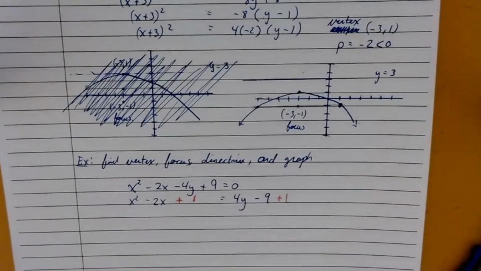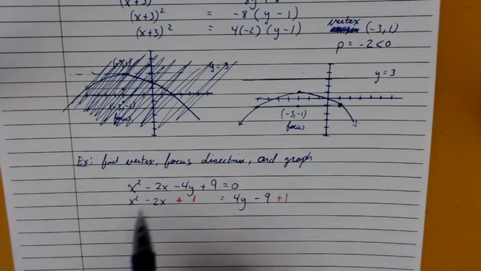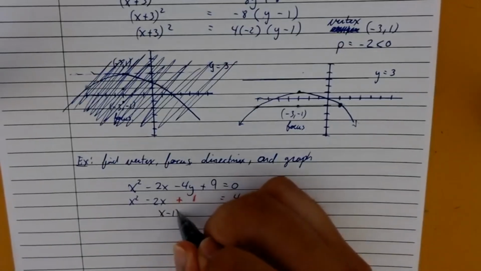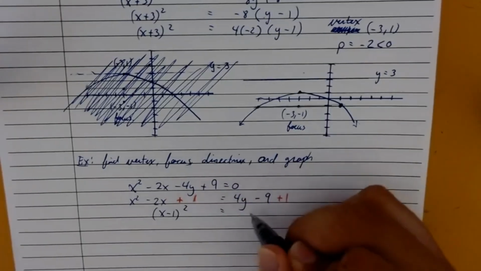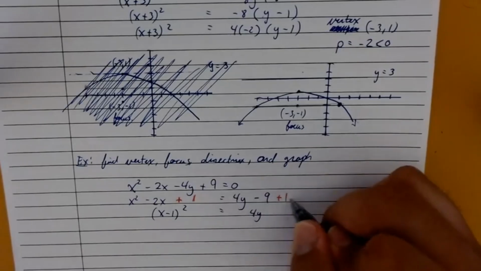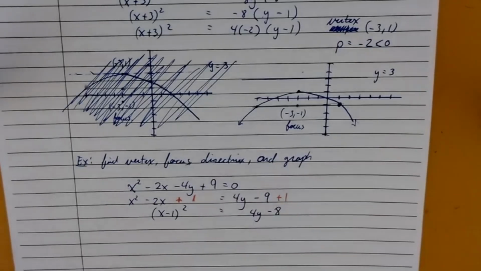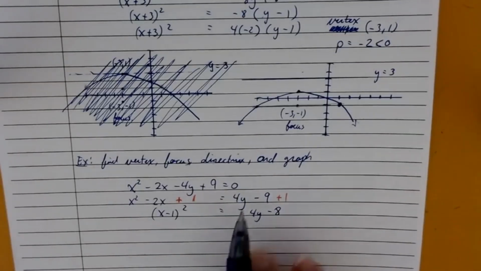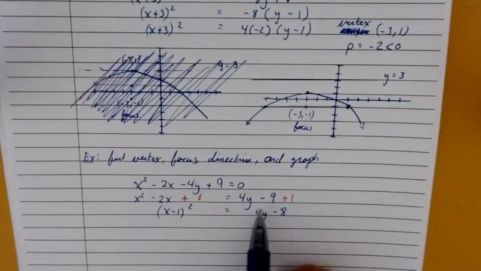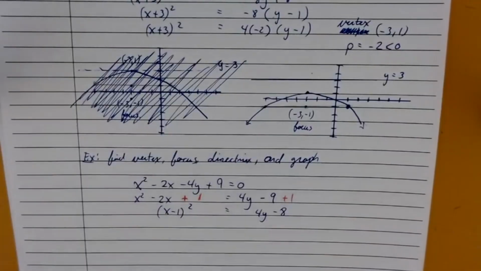On the left side, you can now factor this. This factors as x minus 1 times another x minus 1, which is just x minus 1 squared. And on this side, these two combine to give you 4y, and minus 9 plus 1 would give us minus 8. Notice here we can factor out this 4. Just like up here we factored out this negative 8 to get the y minus something. Here we can factor out the 4 to get the y minus something.